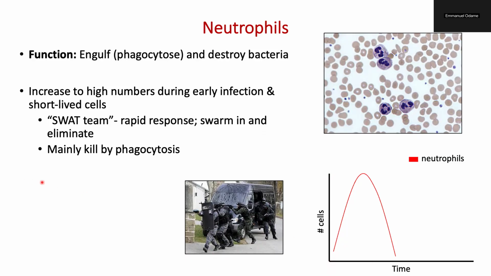So they can increase to higher numbers during infections, and they are just short-lived. So they don't stay there for a long time. They just get the job done and they just die off. So you can imagine them as a SWAT team, a rapid response that swarms in and just eliminates. And their main goal is to just kill by phagocytosis, basically engulfing or eating stuff. They mostly circulate for around 6 to 12 hours, and then they just get the job done.